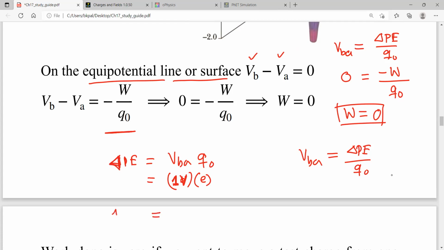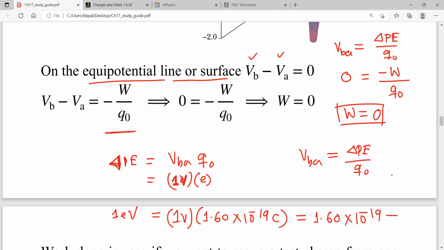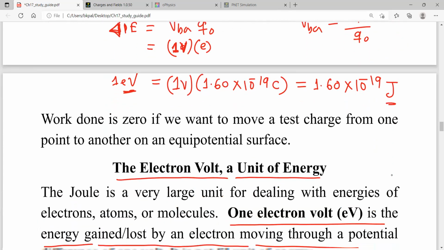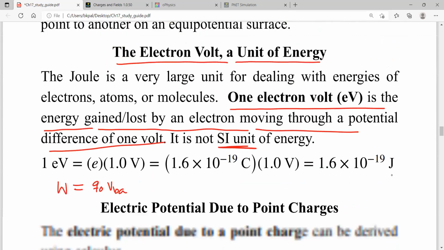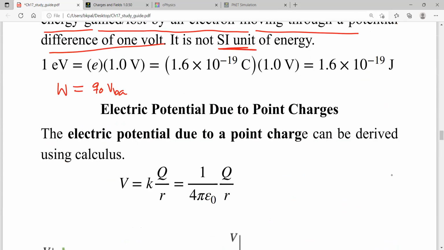Okay, so this is basically electron volt. 1 volt is 1 volt, and 1 electron charge is, if you remember, equal to this, right? So if you multiply this with this, you get 1.60 times 10 to the power minus 19 joule. So the relationship between electron volt and joule is this. 1 electron volt is equal to 1.60 times 10 to the power minus 19 joule. All right.